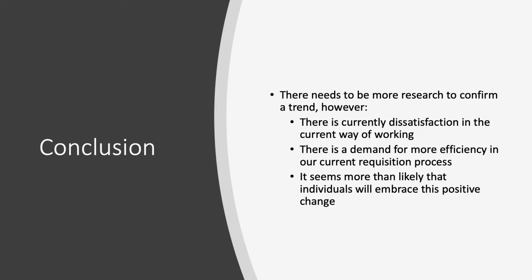So the conclusion is that there needs to be more research to confirm a trend, as 14 participants is enough to give insight, but a lot more participants would provide a lot more data. However, from the information that we do have at the moment, we can see 3 obvious things. Number 1 is that there is currently dissatisfaction in the current way of working in regards to our demand process. Number 2 is that there is a demand for more efficiency in our current requisition process, for example, an electronic ordering system, as stated in the final comment just presented, and it seems more than likely that individuals will embrace this positive change.